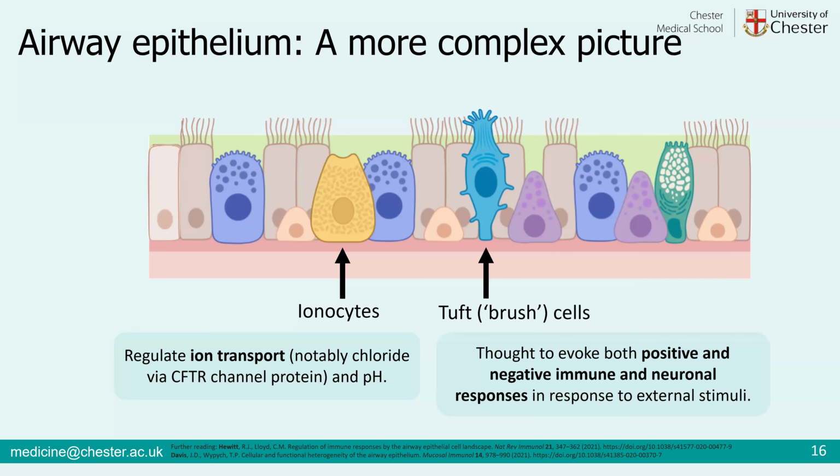We also found something, I say we, I didn't do it, the scientific community found something called tuft or brush cells. Don't really know much about them. They're thought to help evoke both positive and negative immune and neuronal responses, but people don't really know what they do, to be honest. They haven't really got that far in figuring out what they are. But maybe one day we'll figure out that they play a really crucial role and could be some kind of target for treatment of a common respiratory disorder. We just don't know.